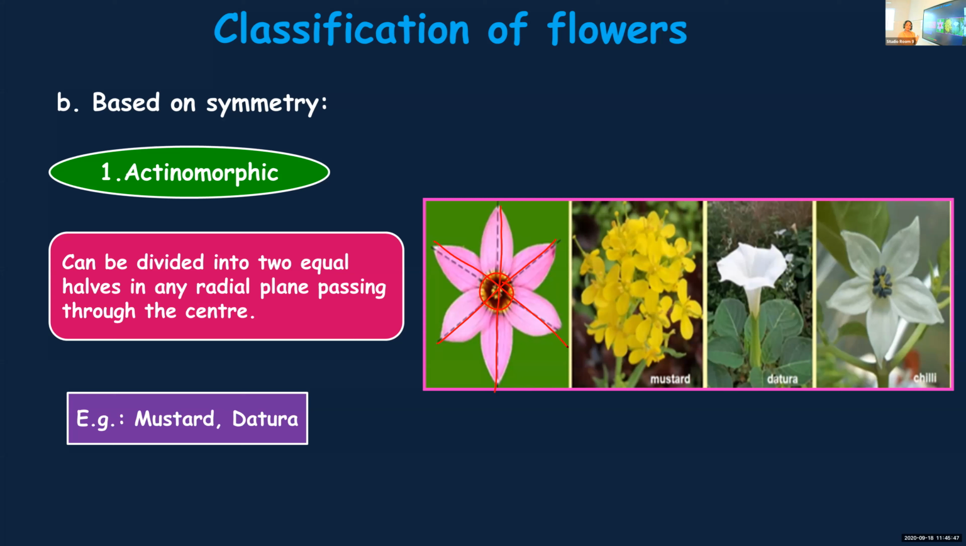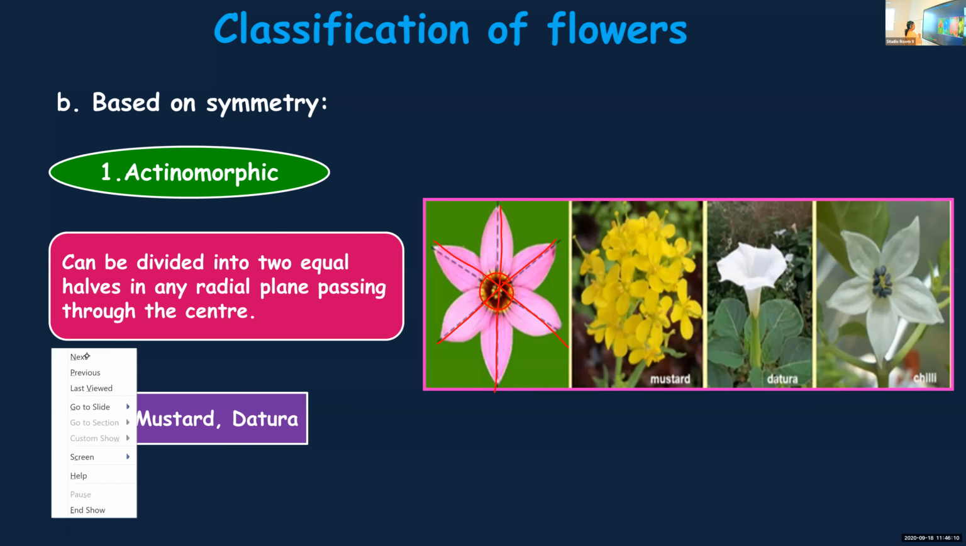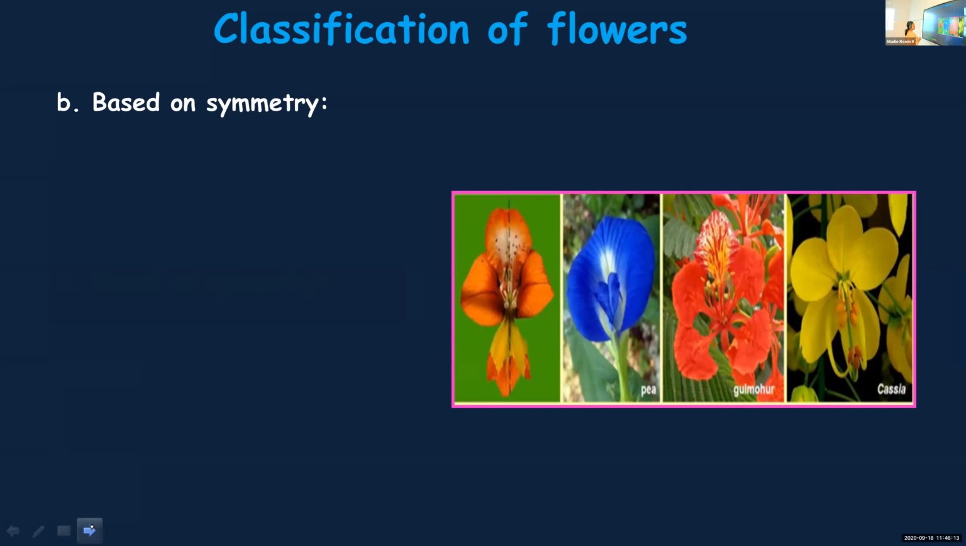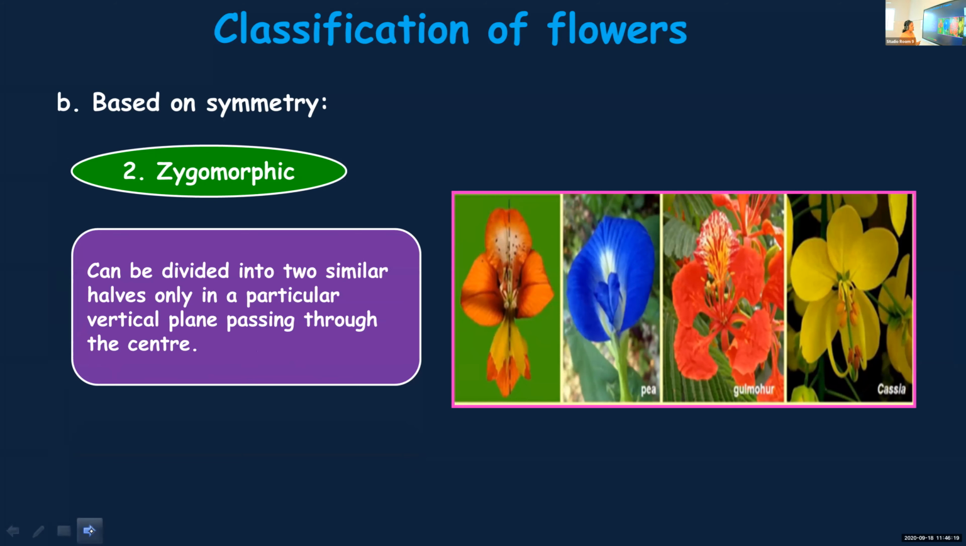So once again, based on symmetry, you can classify flowers into actinomorphic, zygomorphic, and asymmetrical. The first one is actinomorphic. Actinomorphic flowers can be divided into two equal halves in any radial plane passing through the center. Examples, mustard and datura. Next one, zygomorphic. So zygomorphic flowers are those which can be divided only in a particular vertical plane passing through the center to get two identical halves.